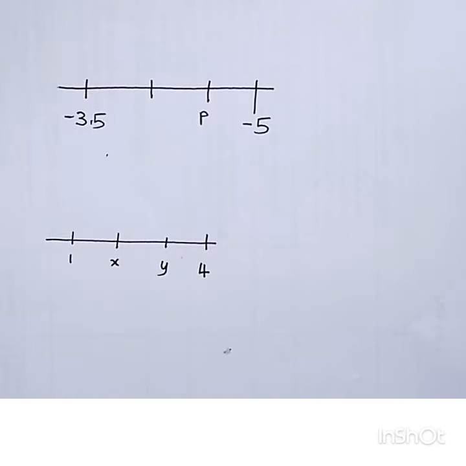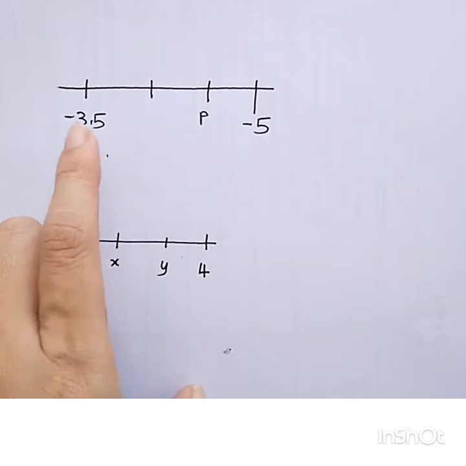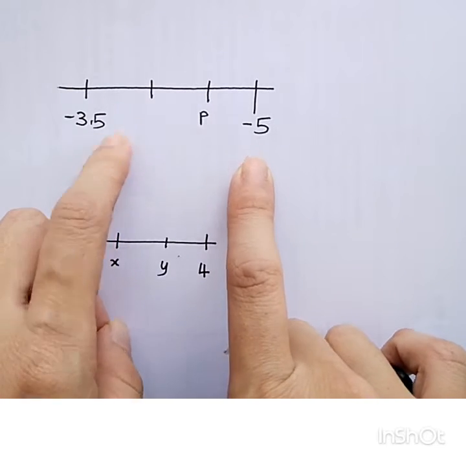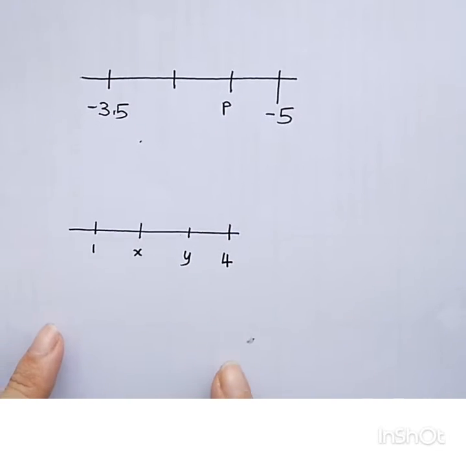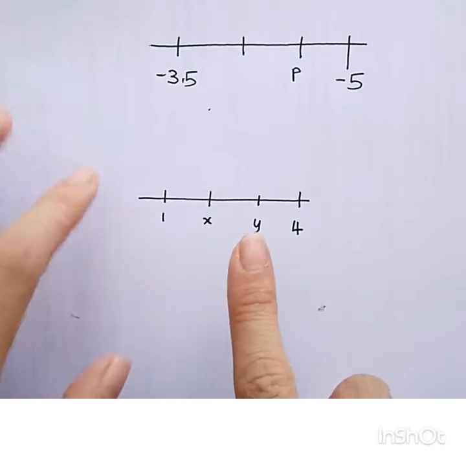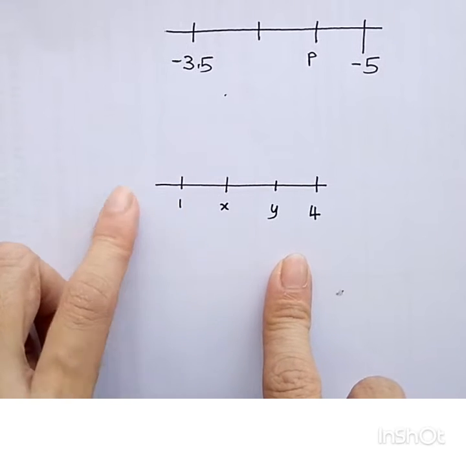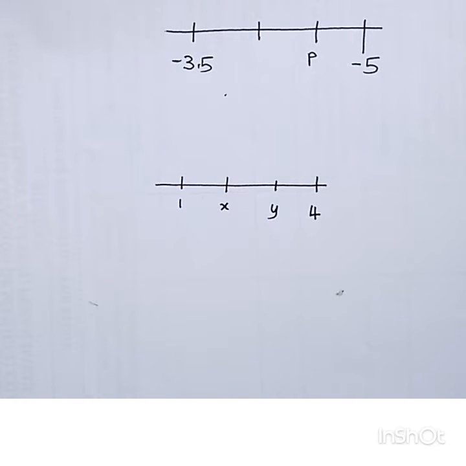Hi everyone, today we're going to look at some number line questions. For the first question, from minus 3.5 to minus 5, they're asking us to find the value of P. I'm going to start with the easiest question first, so you can understand better.